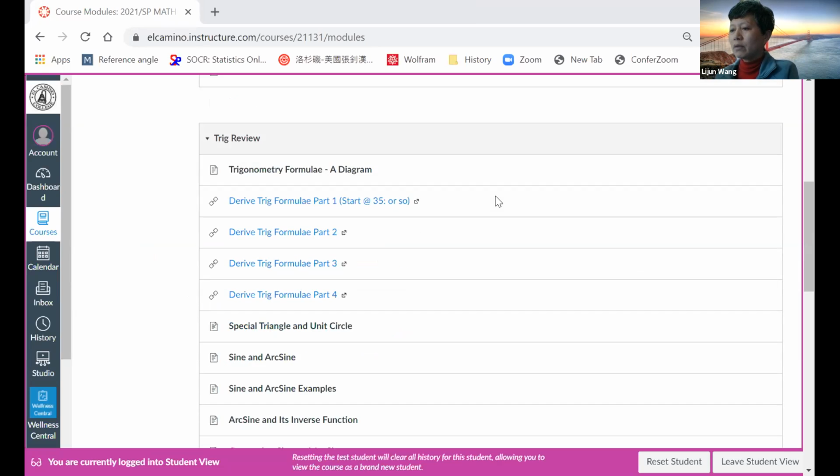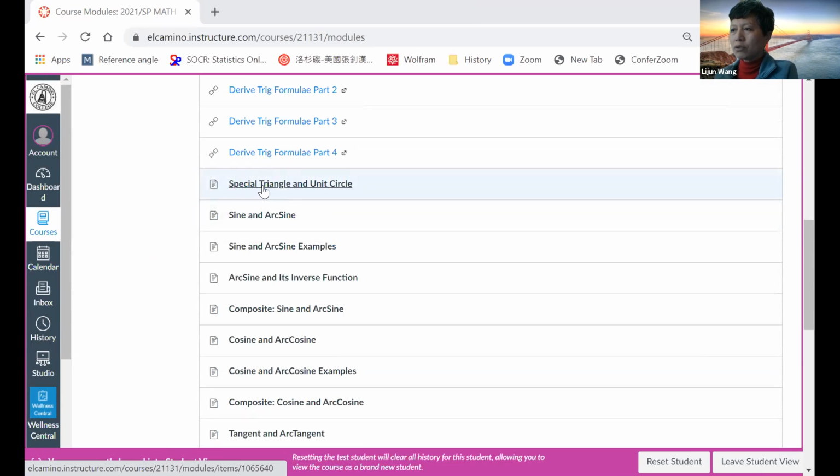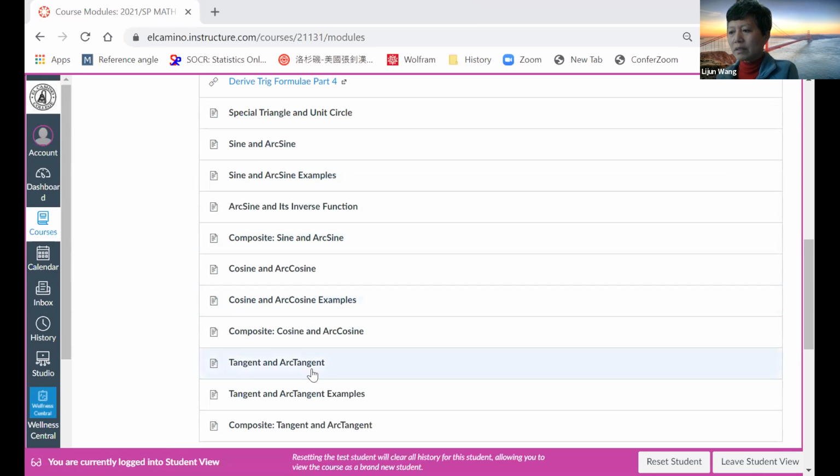Now, go down this list: special triangles and unit circle, sine, arc sine examples, and all of these sections right here. This entire section is about trig review. I personally wrote them up so they will match my classes.